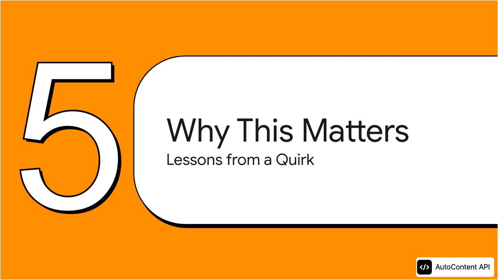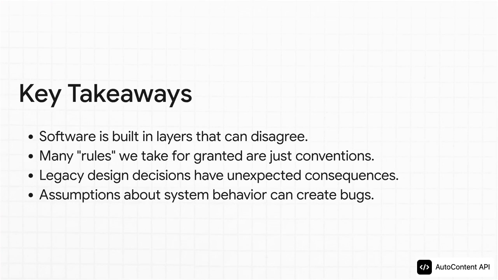So I know this seems like a really obscure piece of trivia, but digging into it actually teaches us some really important things about the software we depend on every single day. Let's talk about why this actually matters. What all this really shows is that modern software is like an archaeological dig. You've got all these layers built on top of each other over decades, and they don't always talk to each other perfectly. It proves that so many things we think of as hard rules are really just strong conventions. And it's a powerful reminder that old design decisions can have really weird consequences, and that making assumptions about how something should work is the fastest way to create bugs.